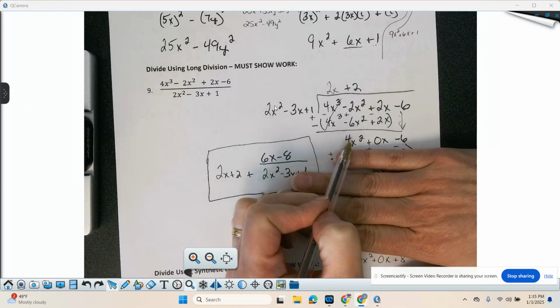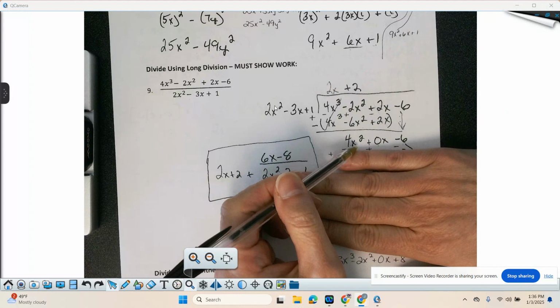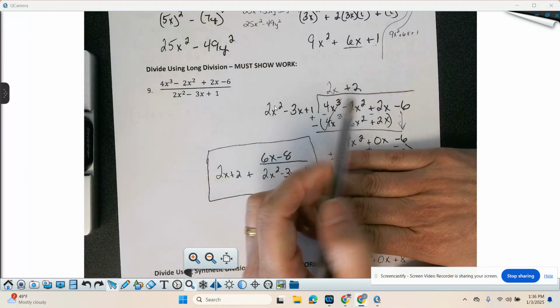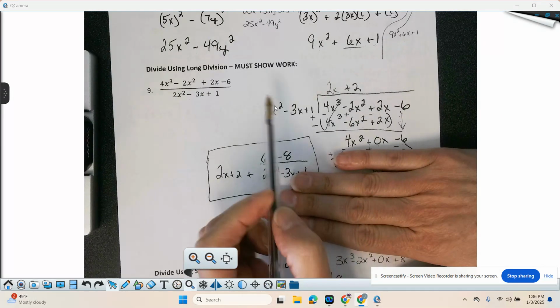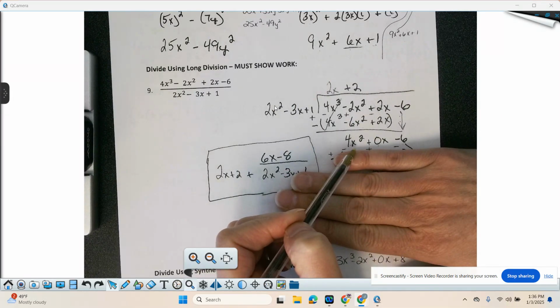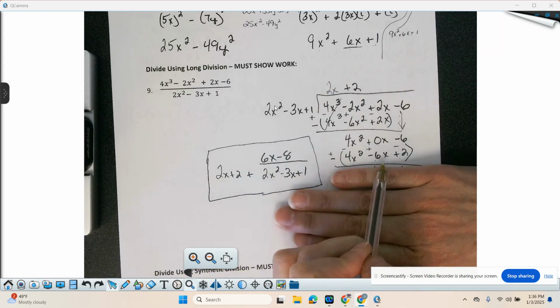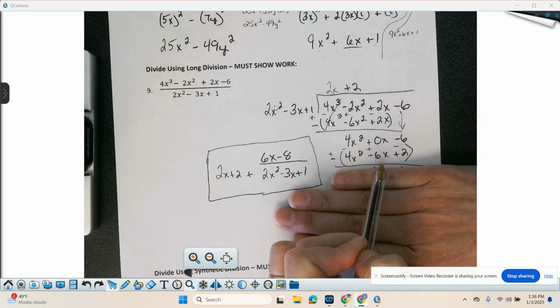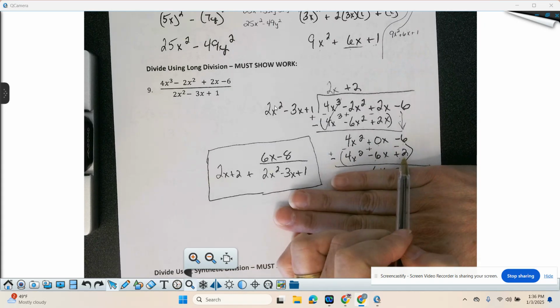What is 4x squared divided by 2x squared? Or what do you have to multiply 2x squared by to get 4x squared? Either method works. I'm going to say 2. So that 2 times this 2x squared is where I get 4x squared. That 2 times negative 3x is where I get a negative 6x. And that 2 times that 1 is where I get my positive 2.